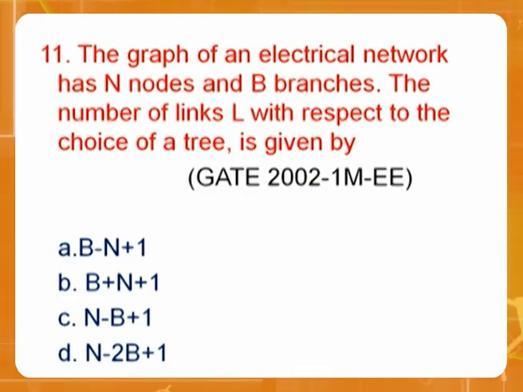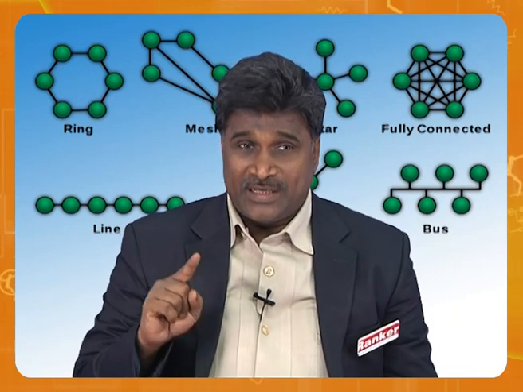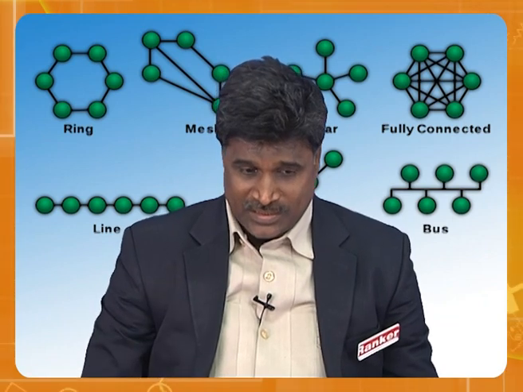The graph of an electrical network has n nodes and b branches. The number of links with respect to the choice of a tree. This is a very straightforward problem. I don't know why he is asking such a simple equation. Very simple, because as I told you in the previous theoretical lecture when I was giving concepts, L is equal to B minus N plus 1. Therefore, option is A. I am repeating again: B minus N plus 1 is the answer. Straight answer, A.